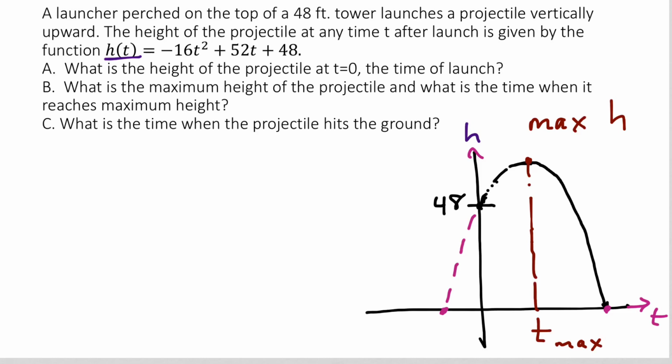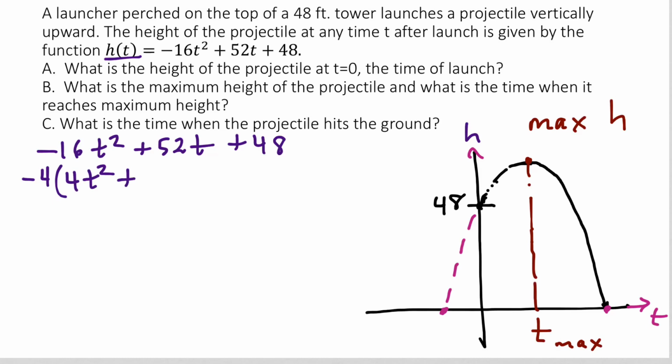So I've got negative 16t squared plus 52t plus 48. I want to factor out that negative, and I can see that I also have a GCF of 4. For all these numbers here, I can take 4 out. So I see that would be 13, and this would be 12. I'm factoring out a negative, and that's going to cause all of my signs to change. So this is negative, and this is negative.